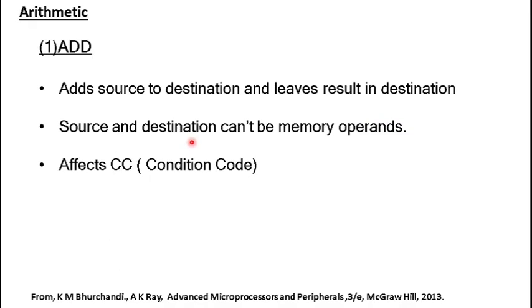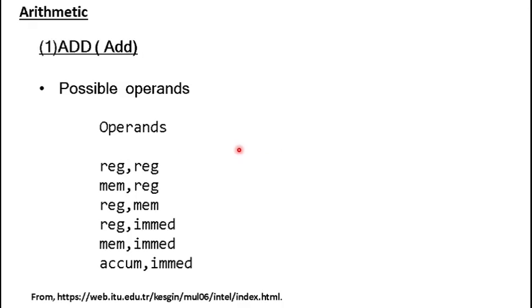And one of the restrictions of the add instruction is both the operands can't be memory operands. Okay, so these are the allowed combinations of operands. So if we are having a register source, destination can be a register or a memory operand. If we have a memory operand, the thing is we can only have a destination as register operand. And if you have an immediate, destination can be register as well as memory.